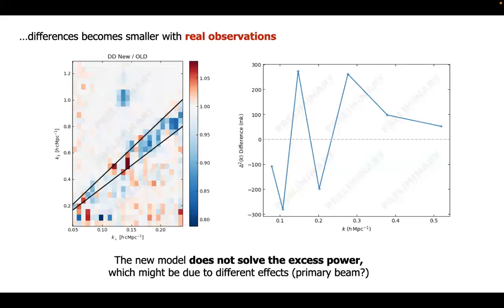That means that there might be different effects causing it, maybe the primary beam, because it's the only thing that we use in the simulations that can cause this effect. And we are still trying to investigate it. I don't have a concluding slide, so thank you.